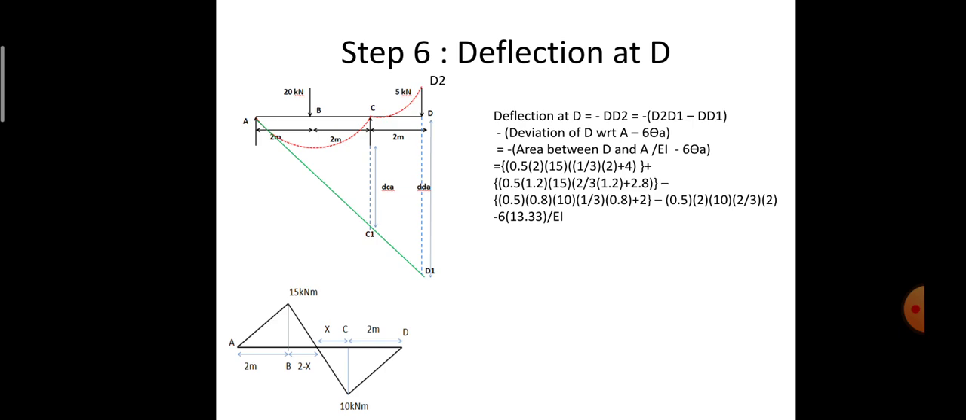If I simplify this, and also subtract 6 times theta A from the overall, I'll get the deflection at point D, that is D2, as minus 0.02 divided by EI. So I again repeat, the negative value is considered because the deflection is going in the upward direction due to the hogging nature of the bending.